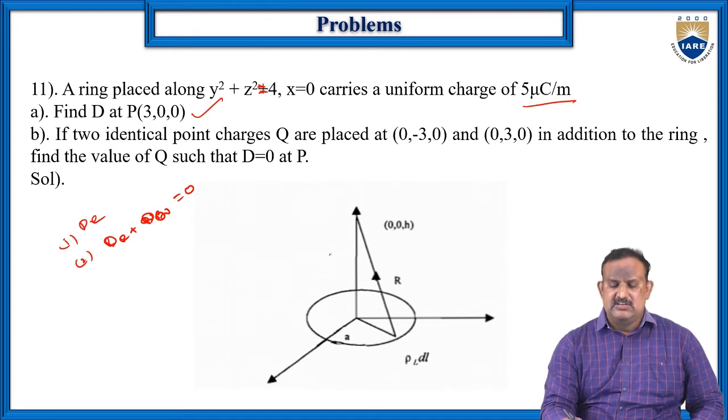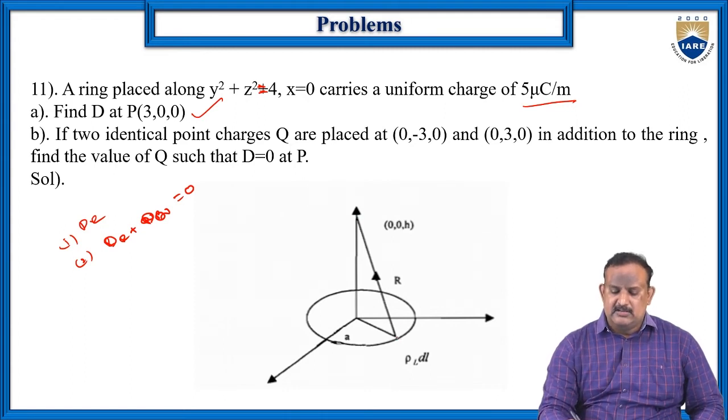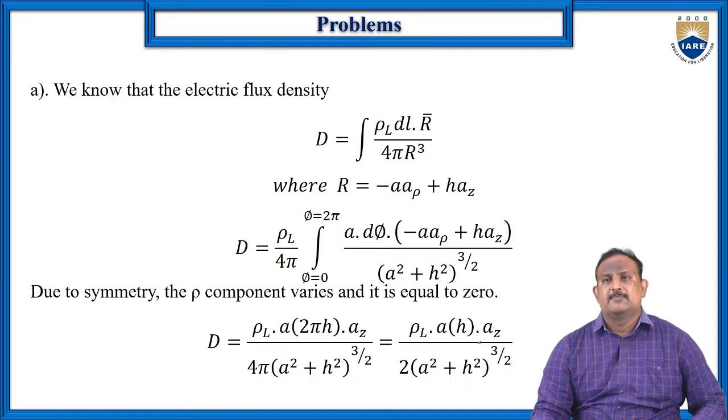So here a ring is given which has the radius a, and consider the distance to this point. Let us assume here there is some current element. So the distance between the current element and the point where the electric flux density is found is some r. Like that, assume a figure.